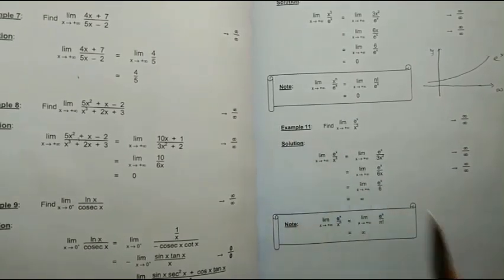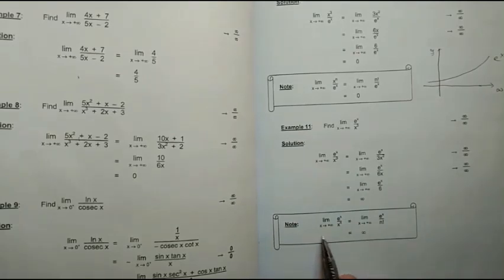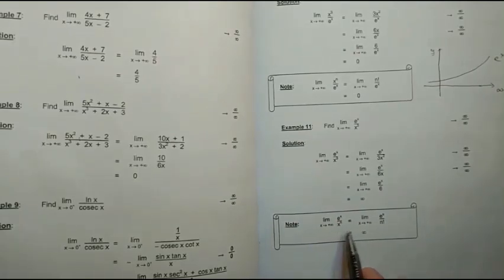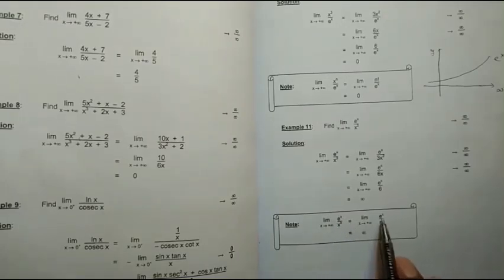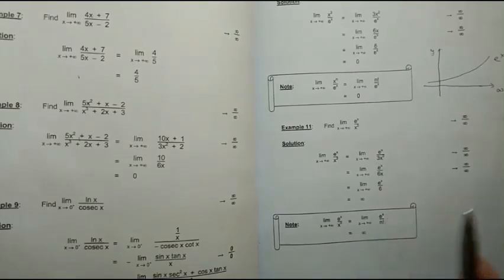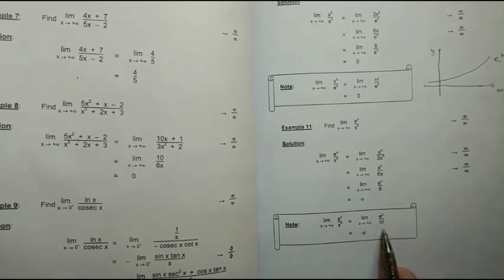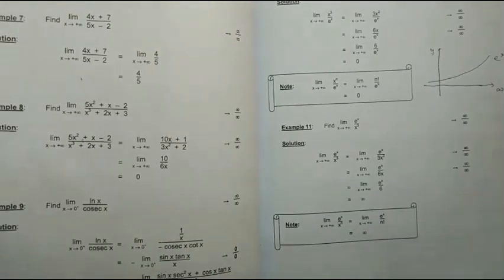For example 11, we use this formula. It's just the reverse. Limit x approach infinity, exponent x over x to the n. So when you differentiate this, we get exponent x over n factorial. Exponent infinity, we get infinity. Infinity over real number, infinity. Okay, so infinity.